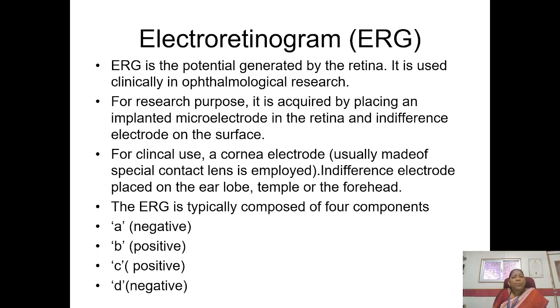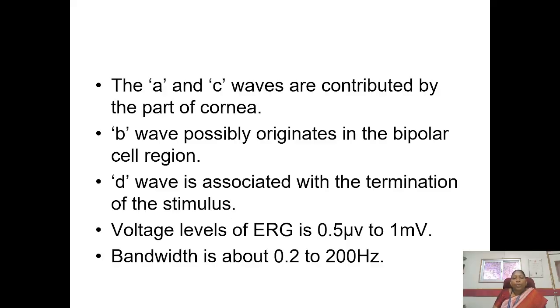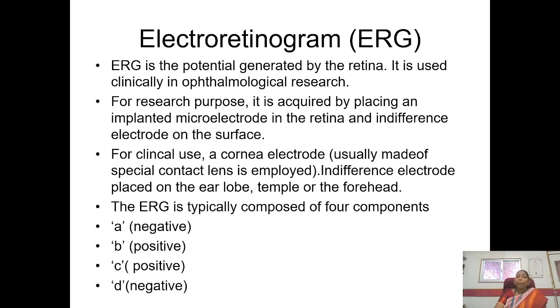For research purposes, implanted microelectrodes are used. These microelectrodes are placed in the retina, and the reference electrode, which we call an indifferent electrode, is placed on the surface to record the ERG signal. And in clinical use, they place a cornea electrode, which is made up of a small special contact lens, and a reference electrode which is placed on the earlobe or forehead.